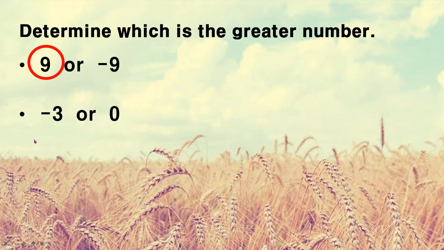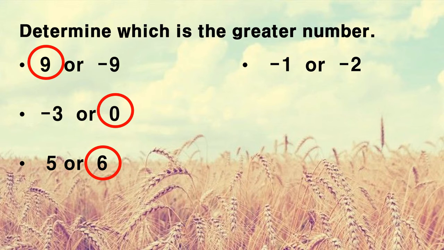Next, negative 3 or 0. When we compare to 0, if it is a negative number, 0 will always be the greater number. Kalau kita berbandingkan nombor negatif bersama dengan sifar, sentiasa sifar mempunyai nilai yang besar. Semua nombor negatif adalah lebih kecil daripada sifar. Next, this one will be 5 or 6. So our answer will be very obvious. 6 will be our greater number.